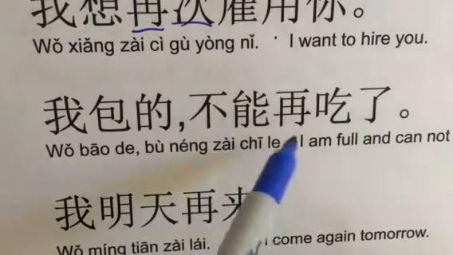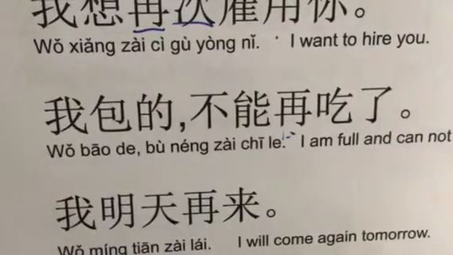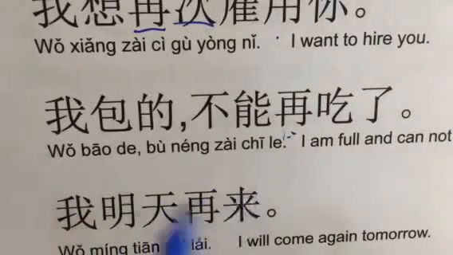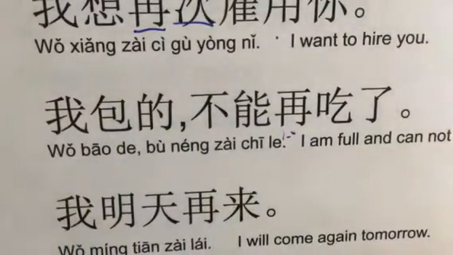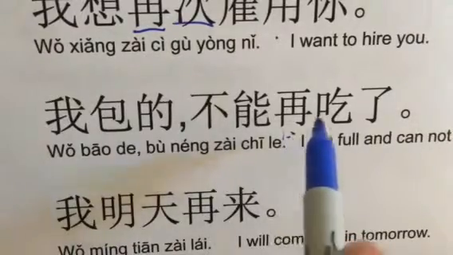Now let's look at our next sentence structure. Where is the zai character? The zai character is right here. All right. Now let's get to know this. 我包的不能再吃了. Okay. Now this zai character, what is it doing?